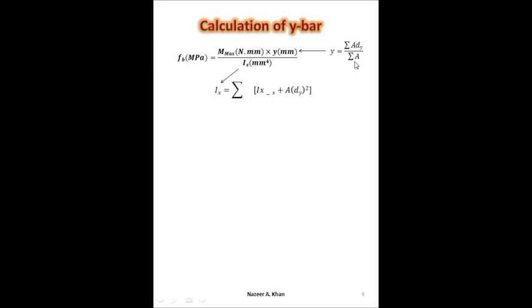Now, if the cross section of the structural member is a symmetrical cross section, you just need to take the height and divide it by 2. However, if it's a non-symmetrical section, we have to use this formula right here. For the inertia value, this is the inertia for the complex shape. In here, we have the inertia for the simple shapes, and it's the summation of inertia of simple shape plus the summation of A d y squared, and that will give you the inertia of the complex shape right there.